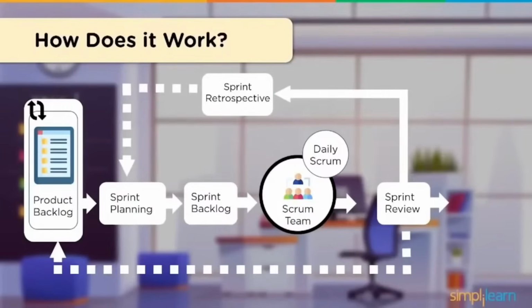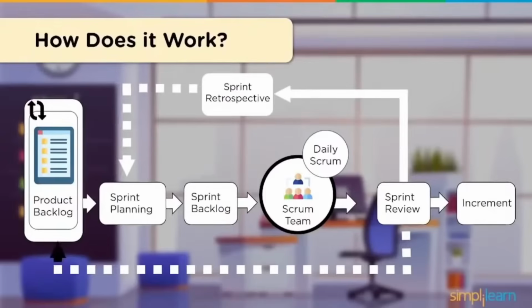They also have a sprint retrospective. Now during this session, past mistakes, potential issues, and new ways to handle them are identified. Data from here is incorporated into the new sprint plan. The final step is increment. Here, a workable and usable output is provided to the stakeholders. So now that we know how Scrum works, let's have a look at Kanban.